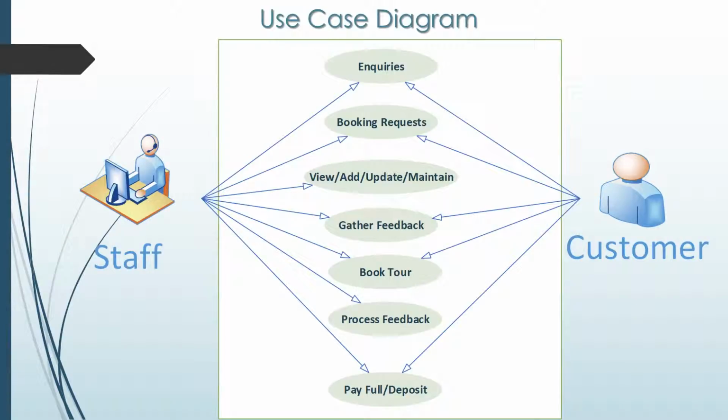Once all the use cases and user stories have been listed and actioned, a general or overview use case diagram can be created to visually represent which specific actors of the system interact with the entities of the system. In this diagram, we can see that staff is related to all of these entities within the system, but on the other hand, the customer has relations with all except view, add, update, maintain, and process feedback.